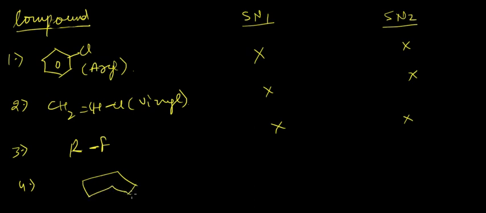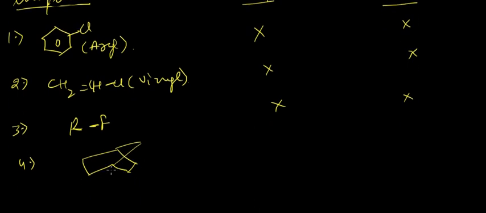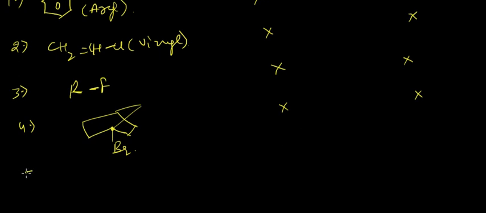We have something like this, and we are here. So in both the intermediates in SN1 and SN2, this carbocation or the bridgehead will have sp2 character. Hence, it will violate Bredt's rule. Hence, no for both the cases.